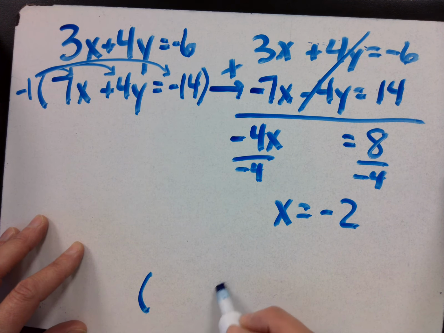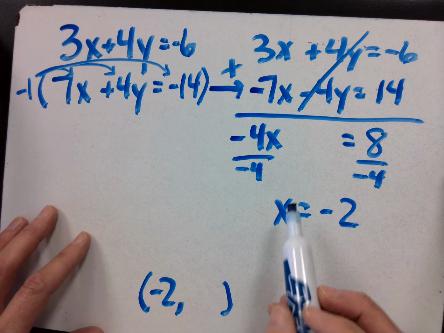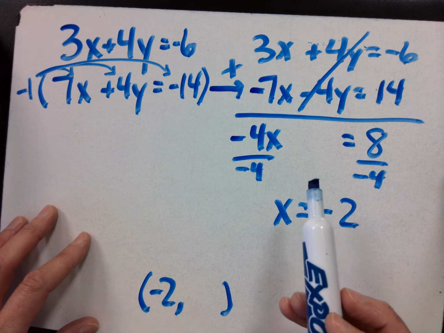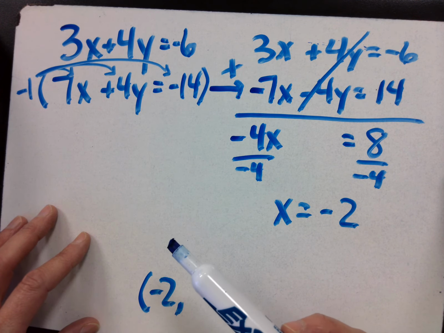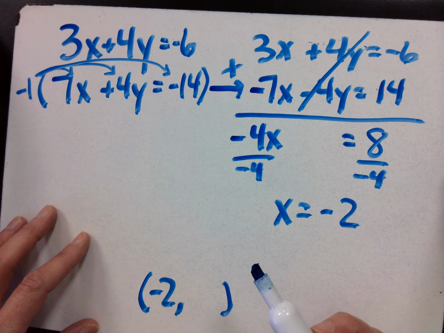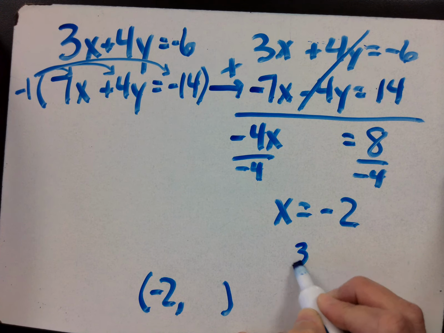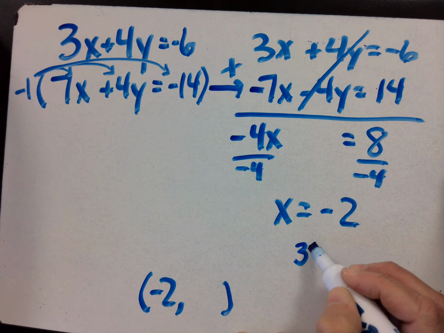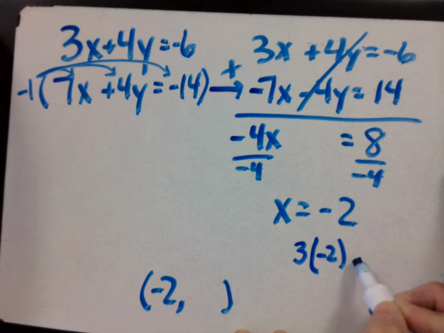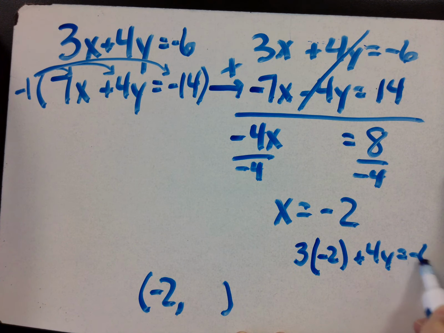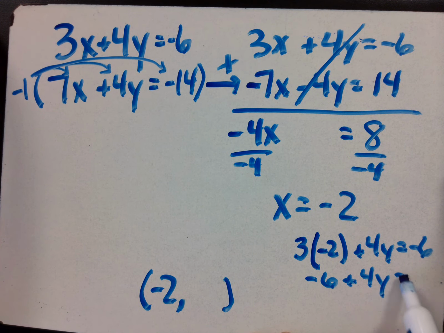So I know my answer is going to be negative 2 something. So now I need to plug negative 2 in for x in either one of my originals. I'm going to choose the top one only because it has smaller numbers in it, so it looks a little simpler to me. So I'm going to replace the x. It's 3 times x, but I know x is negative 2 now, plus 4y equals negative 6. This is negative 6 plus 4y equals negative 6.